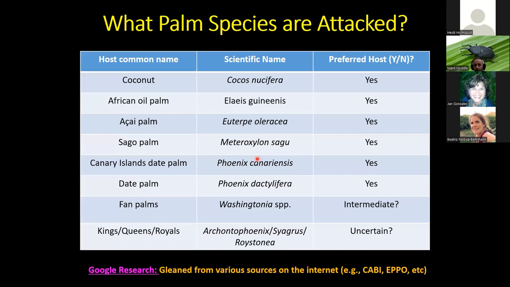Palm weevils, Rhynchophorus palmarum, the South American palm weevil, is a palm specialist. You can see here a list of palm species that it is known to attack. And I gleaned these data from Google, so this was just basically armchair research. You can see coconuts. Yes, they attack coconuts, but we have no coconuts growing in California. The nearest coconut gardens, large commercial gardens, are down in Colima in Mexico.